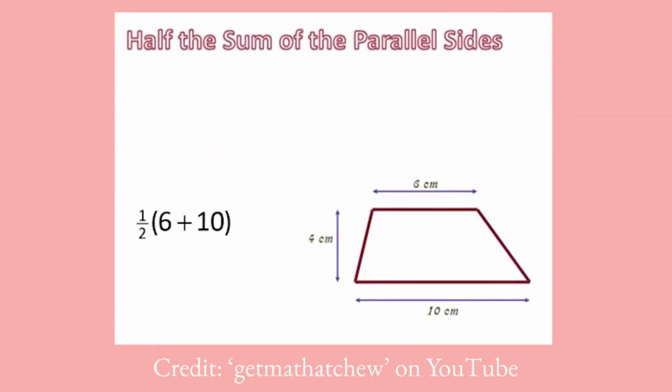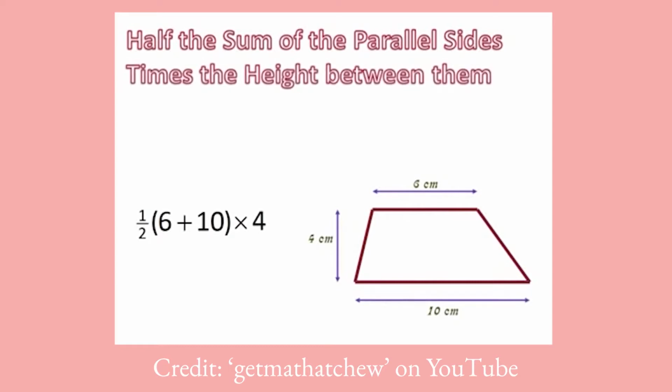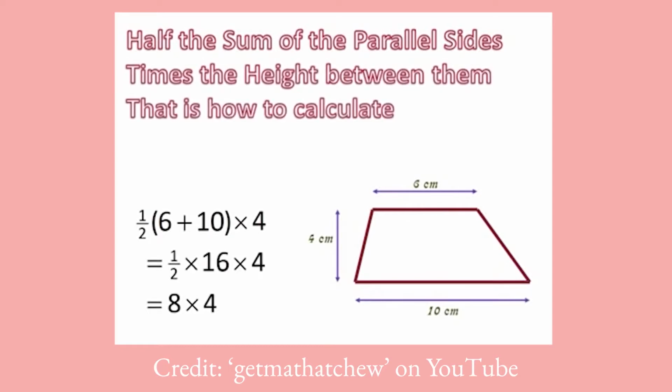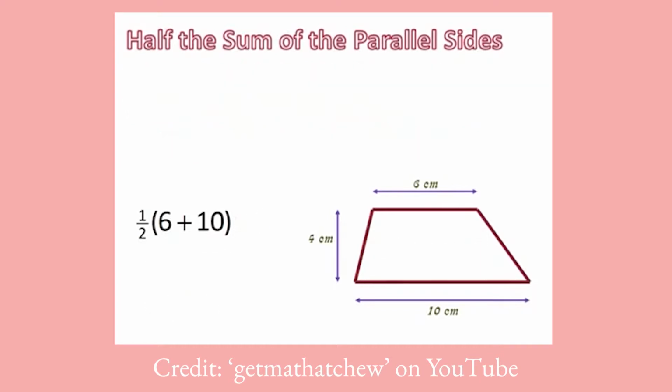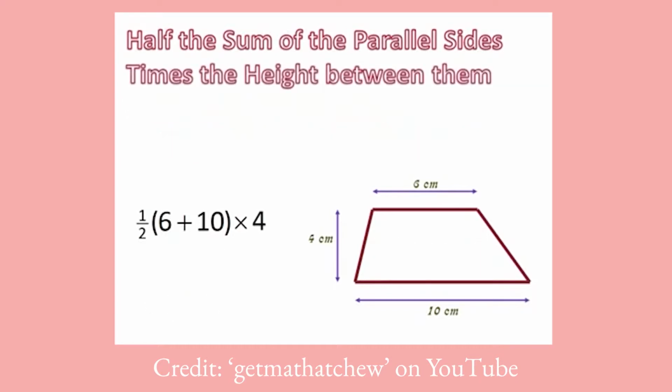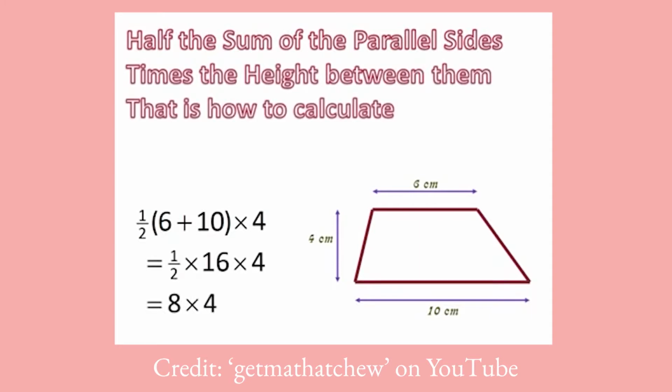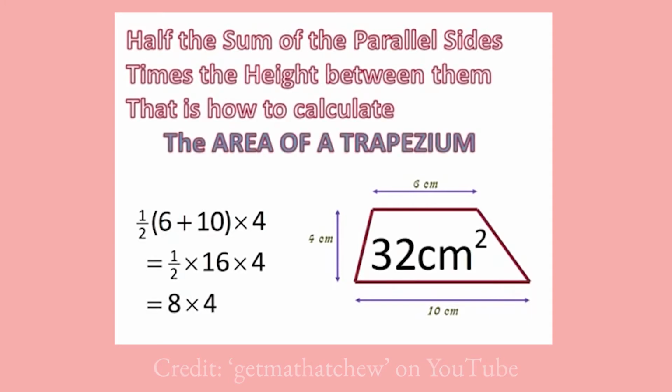Half the sum of the parallel sides times the height between them. That is how to calculate the area of a trapezium. Half the sum of the parallel sides times the height between them. That is how to calculate the area of a trapezium.